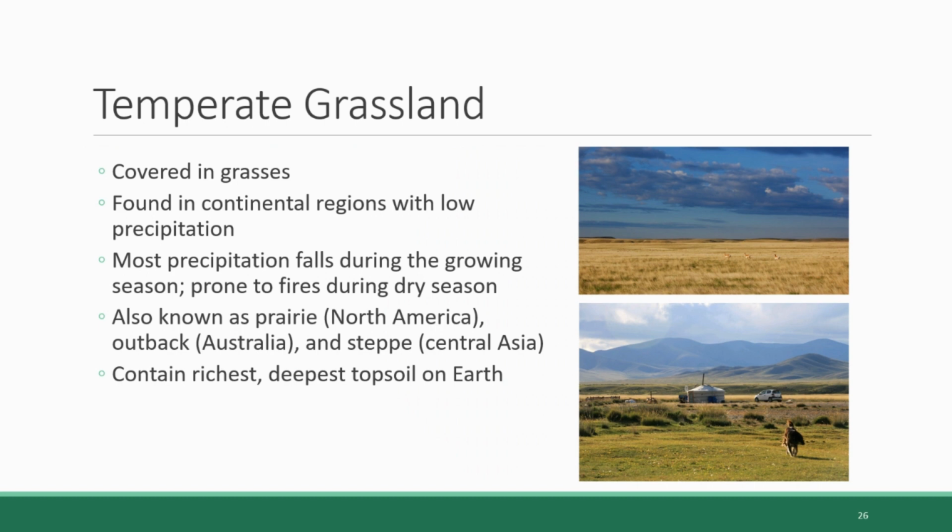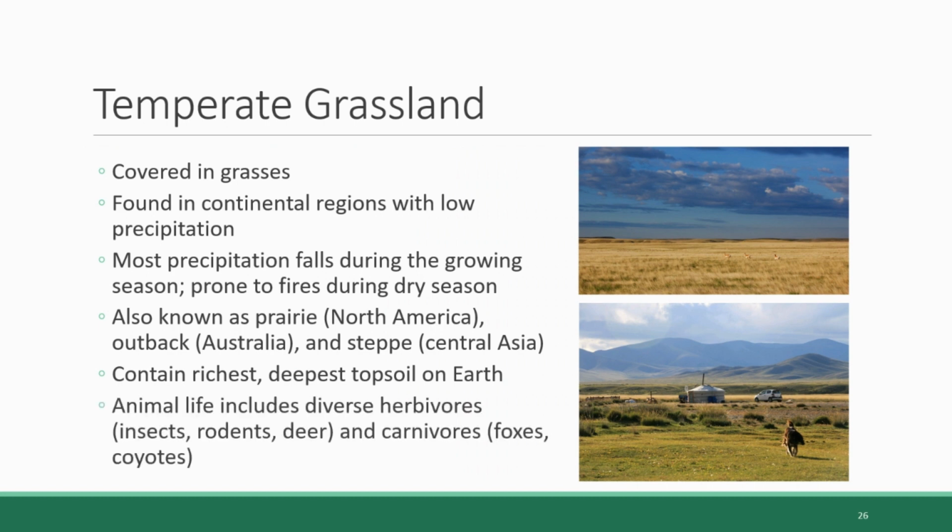And animal life in temperate grasslands features diverse herbivores that feed on the grasses, including insects and rodents, deer, and then also carnivores that feed on those herbivores, like foxes and coyotes.